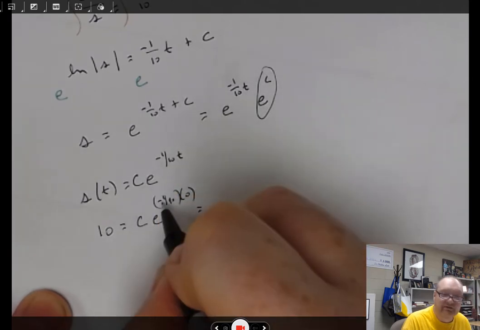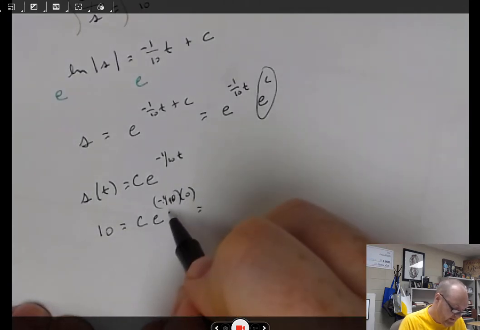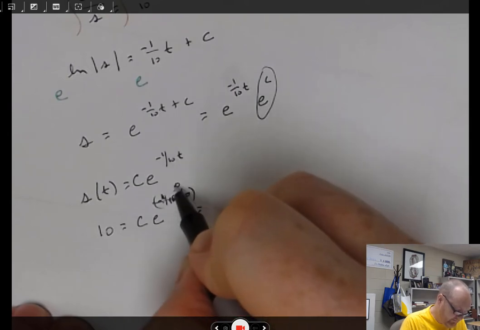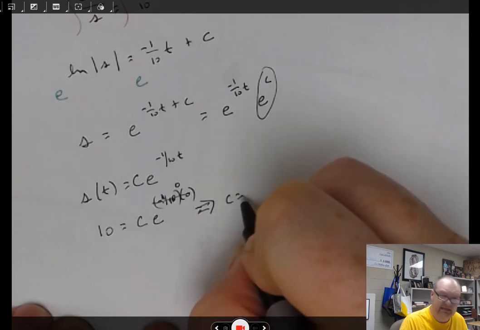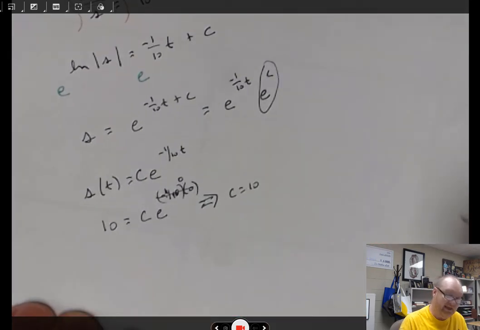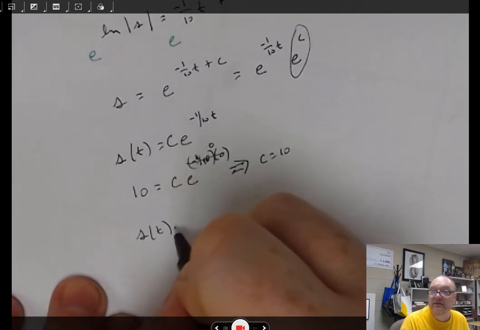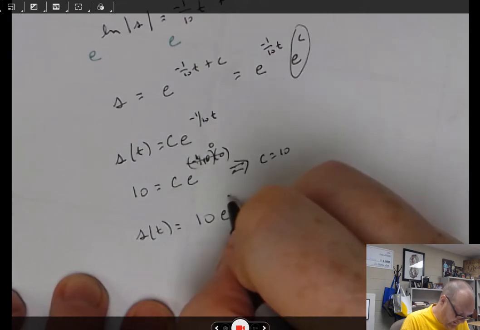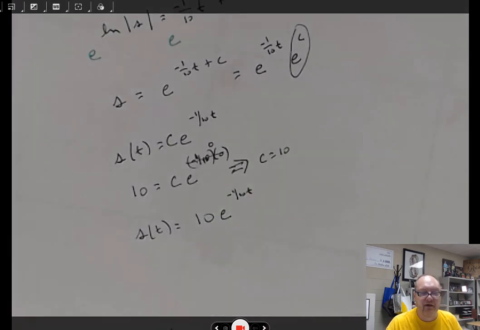That says negative 1/10 times 0 is 0. E to the 0 is just 1. So it looks like C is 10. So it looks like my equation, or my model for this case, is S of t is equal to 10 e to the negative 1/10 t power. So that describes the amount of salt at any time t.